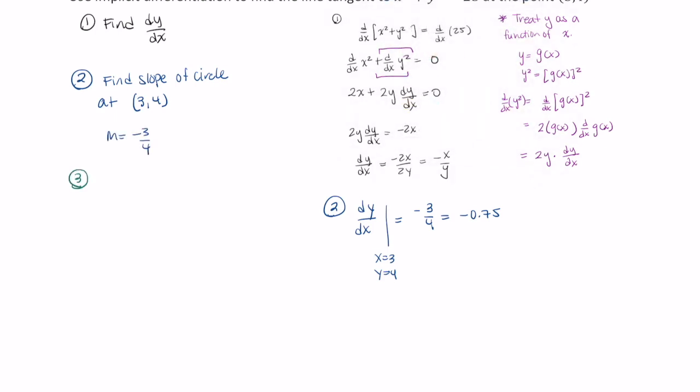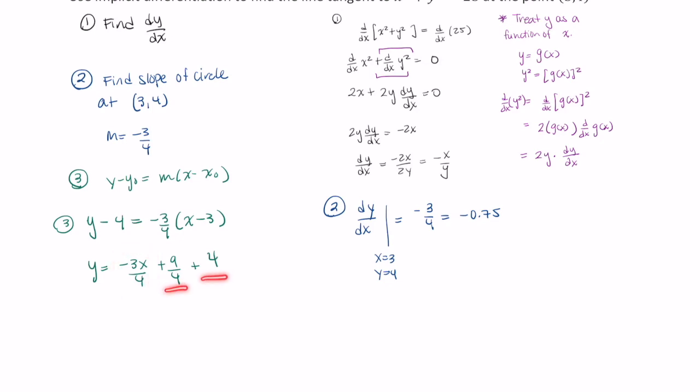Finally, this last step is all algebra, and that's find the equation of the line. I like to use the point-slope form of a linear equation, that is y minus y naught is equal to m times x minus x naught. And I'll do that just right below here. So that is y minus the y naught value, so the y value of the point we're given is 4, equals our slope, which is negative 3/4 times x minus 3. This works out as negative 3/4 x plus 9 over 4 plus 4. 4 is simply 16 over 4, and 16 plus 9 is 25.